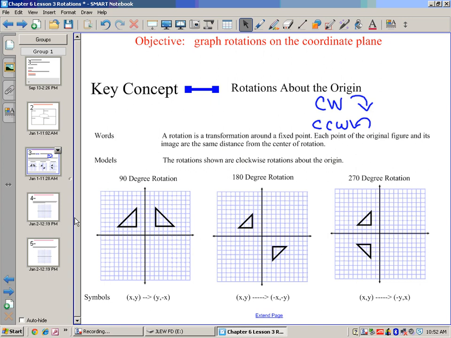Sometimes that's important. Sometimes our rotations are around the origin or the center of our graph, or sometimes they're around a vertice or one of the points of a figure. So that's a key concept.